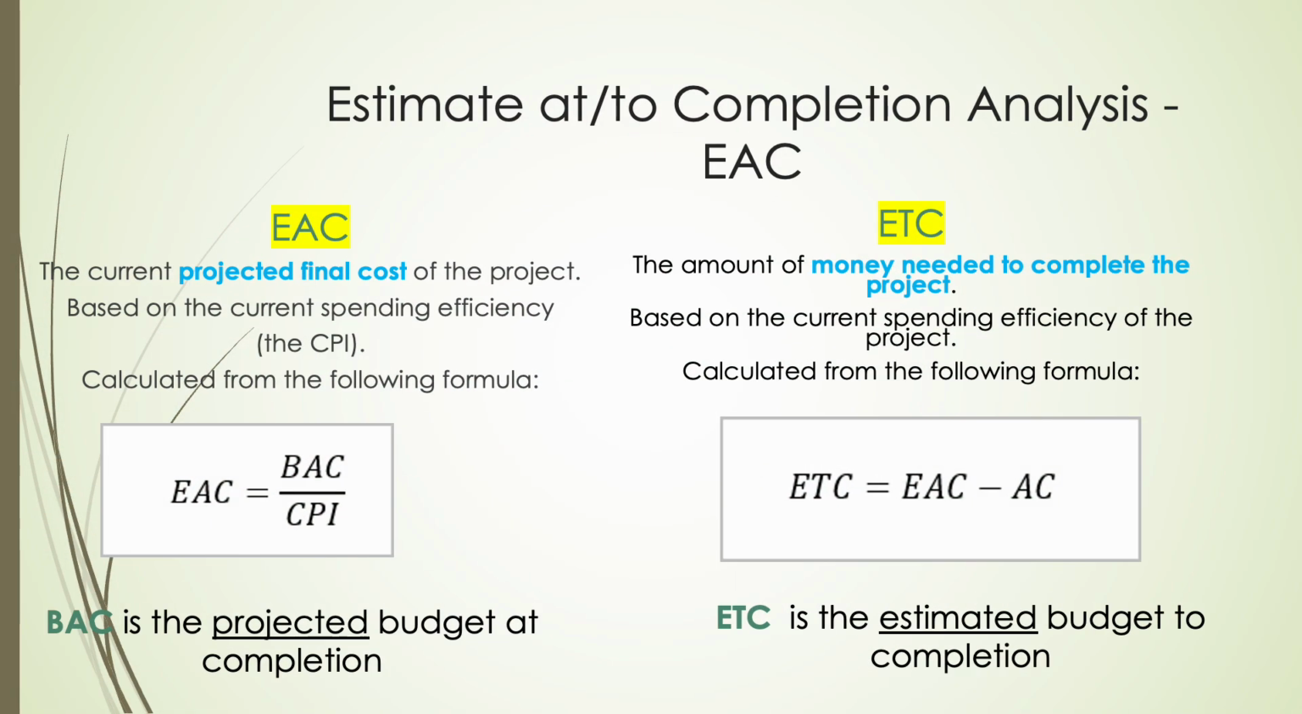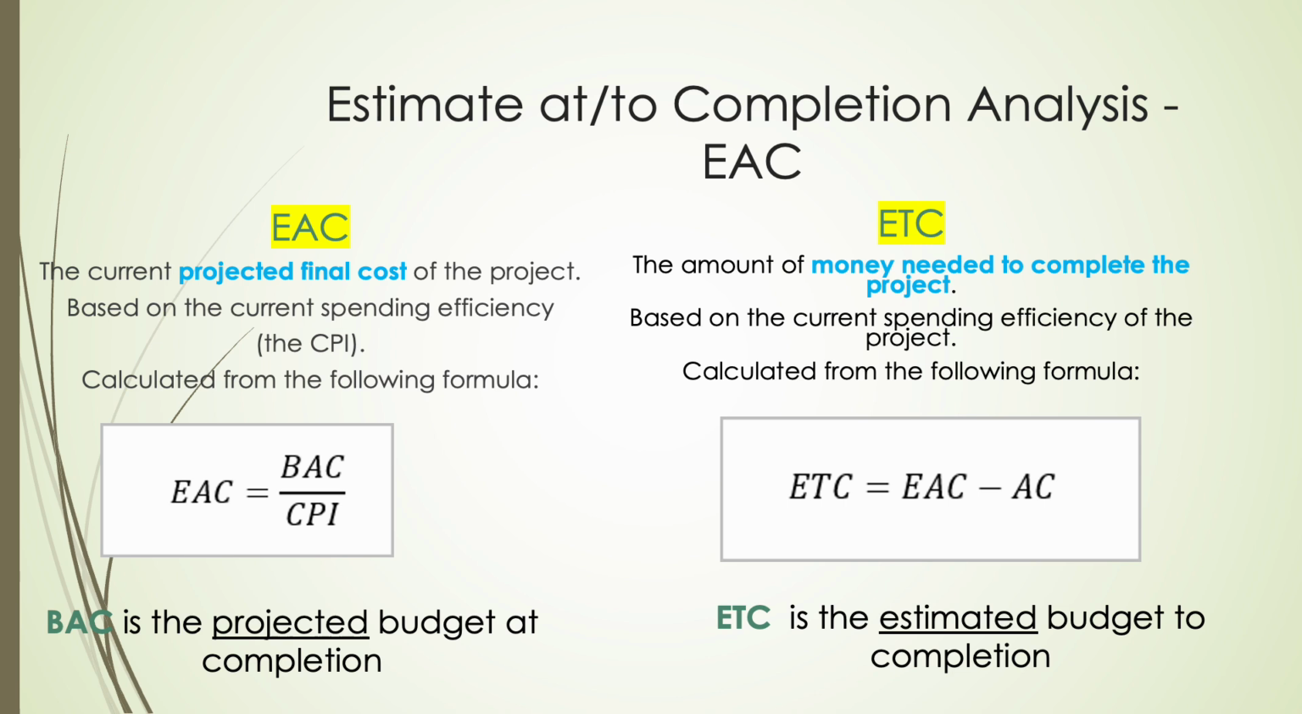As a project progresses, it's crucial to predict future costs based on current performance. Estimate at completion, or EAC, tells us the projected total cost of the project. It's calculated by taking the budget at completion and dividing it by the cost performance index, showing how efficiently we are using our budget so far.